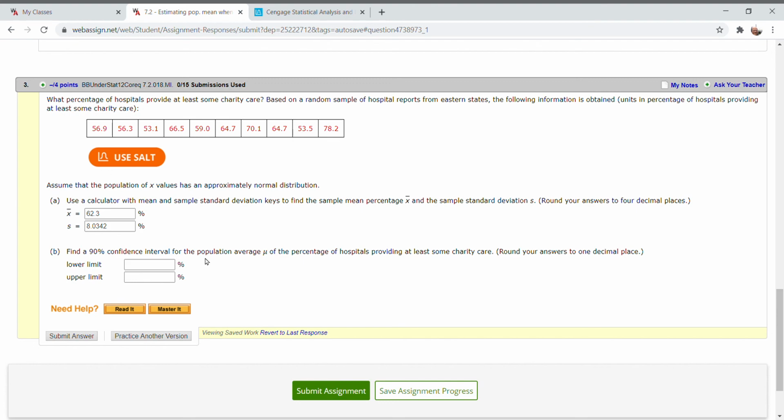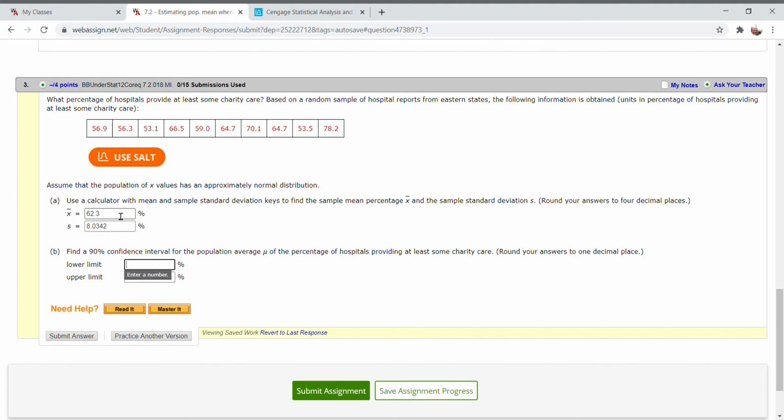All right, so for the margin of error, our T cutoff was 1.8331 times the sample standard deviation of 8.0342 divided by the square root of 10. I get 4.657. So E is 4.657. Our lower limit is going to be 62.3, because it's your average, minus E, 4.657.